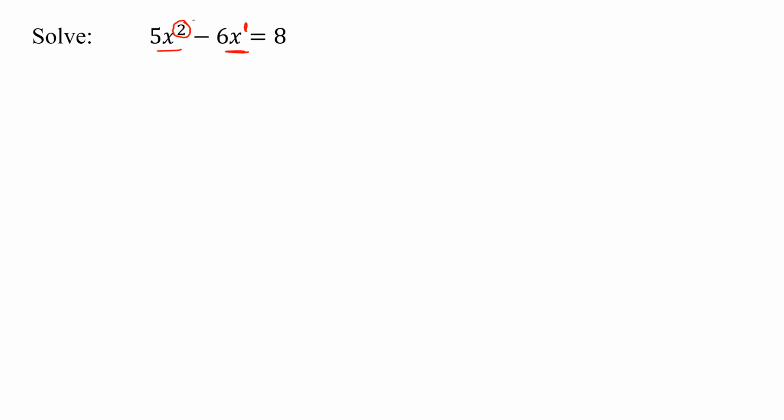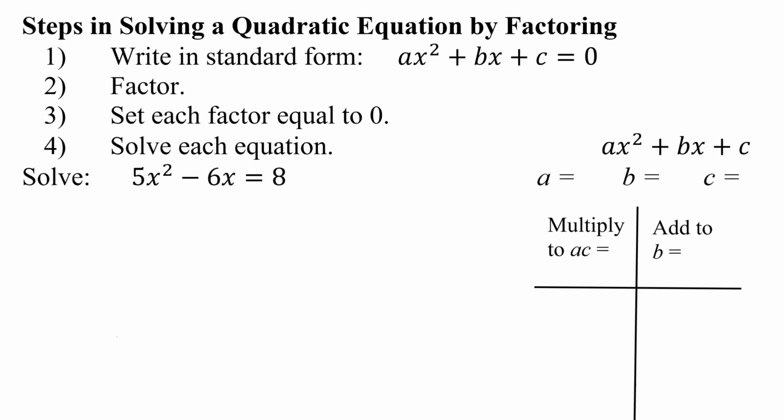And the first thing we try and do when we solve any quadratic equation is we try to factor it. So let's look at the steps to solving a quadratic equation by factoring. The first thing is we must write it in standard form. That means I need everything on one side in descending order, 0 on the other. Is that what I have in my situation here? No, I don't have a 0 on the right-hand side. So I am going to have to subtract 8 from both sides.